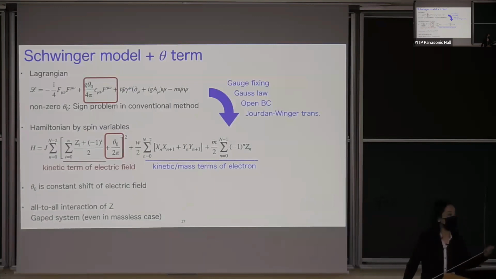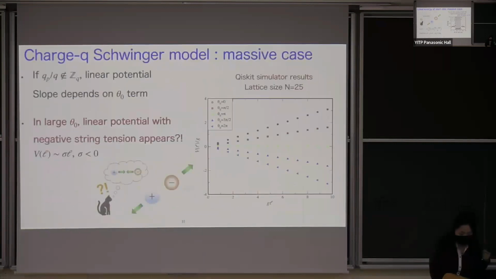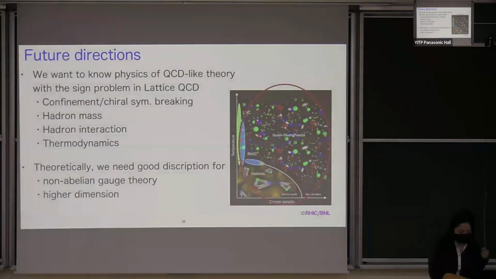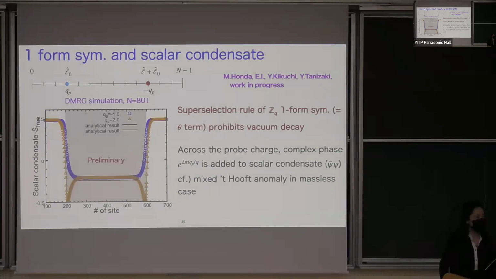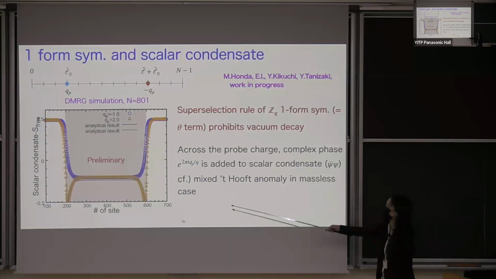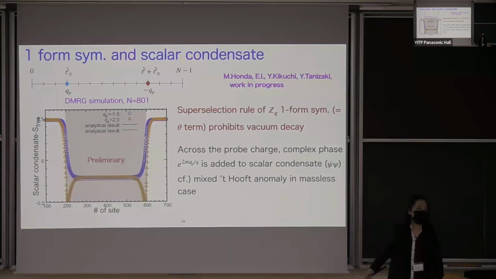Can I ask a question? Could you elaborate on your final slide? You talked about recent updates, I think about one-form symmetry. What does this graph show? Does it also mean some attractive force, or sorry, repulsive force? Or no, sorry, this is the case of the massless case.